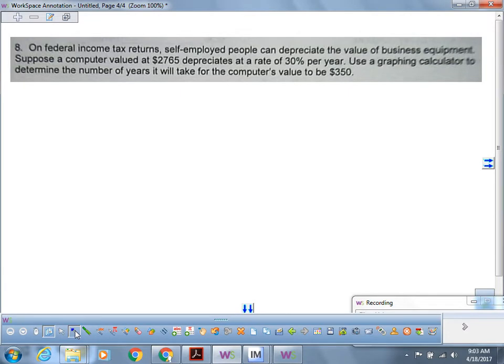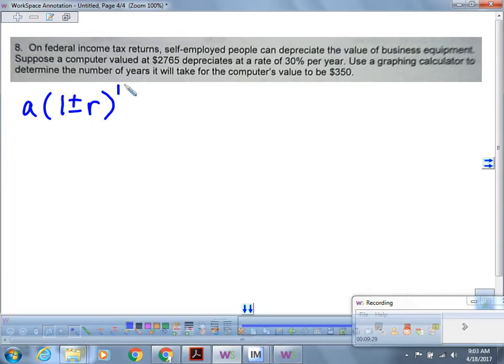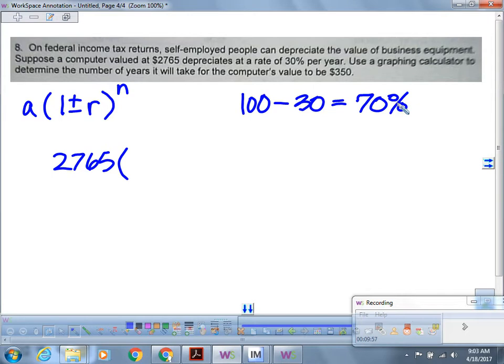So on federal income tax returns, self-employed people can depreciate. So we have your starting point, and then you have 1 plus or minus whatever your rate is, to the end, I believe. So self-employed people can depreciate the value of business, so we're going to be using the minus r. Suppose a computer valued at $2,765, so it starts at $2,765, and it depreciates at a rate of 30%. If I take 100% and I subtract 30%, I get 70%, right?